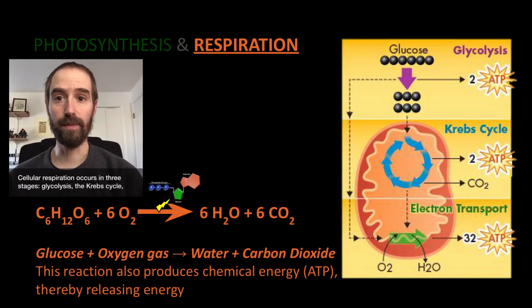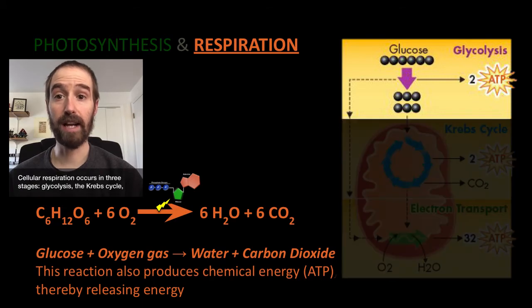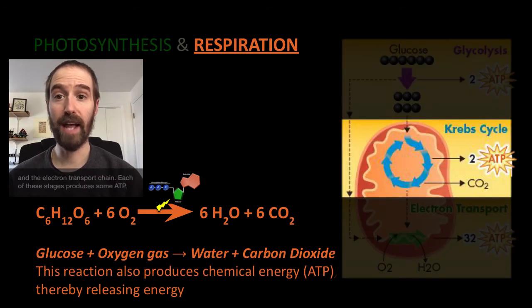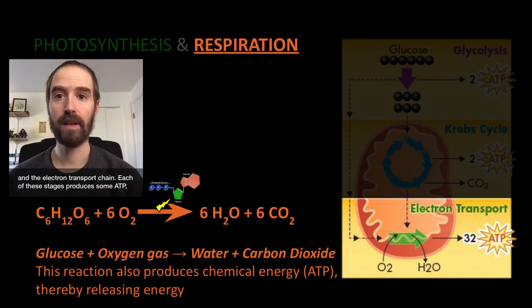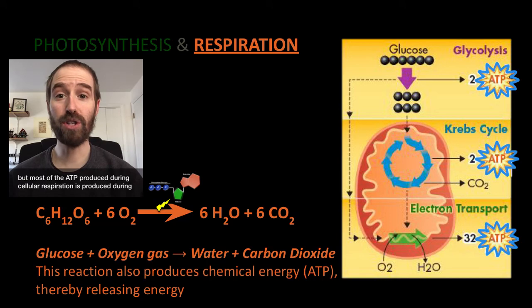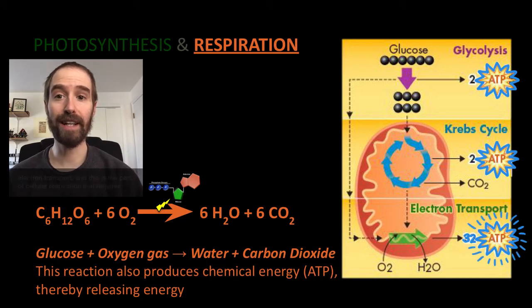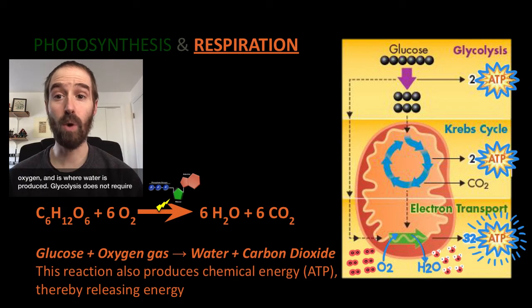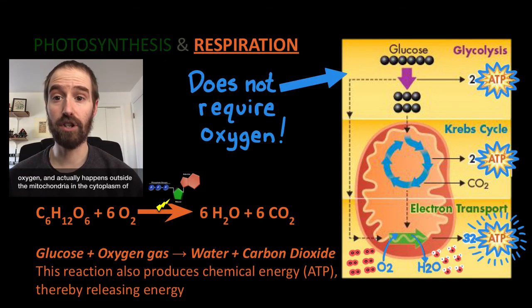Cellular respiration occurs in 3 stages: glycolysis, the Krebs cycle, and the electron transport chain. Each of these stages produces some ATP, but most of the ATP produced during cellular respiration is produced during electron transport. And this is the part of cellular respiration that requires oxygen and is where water is produced. Glycolysis does not require oxygen and actually happens outside the mitochondria in the cytoplasm of the cell.